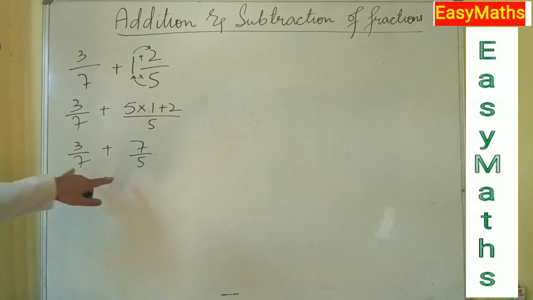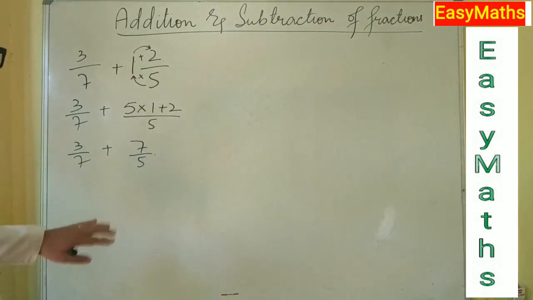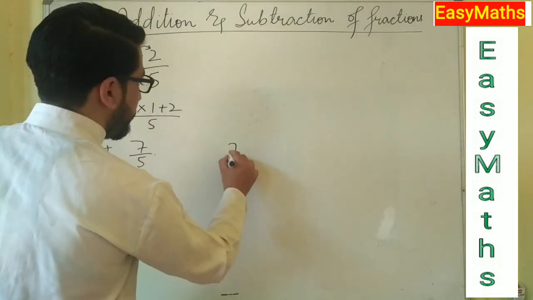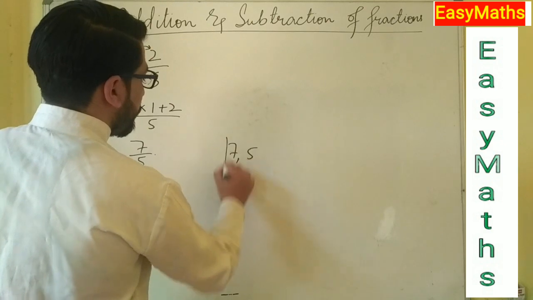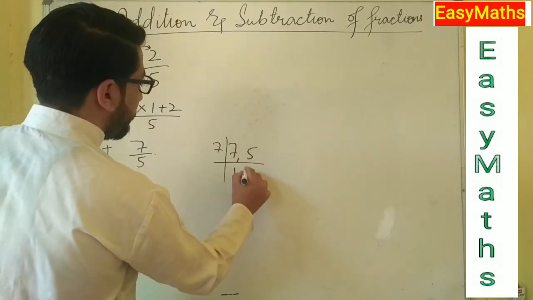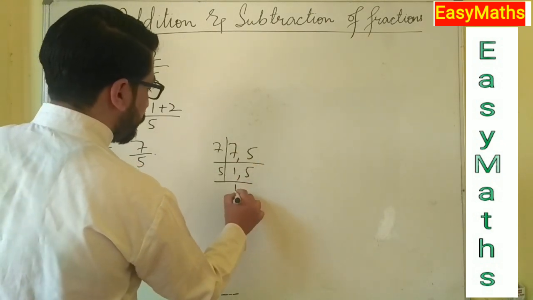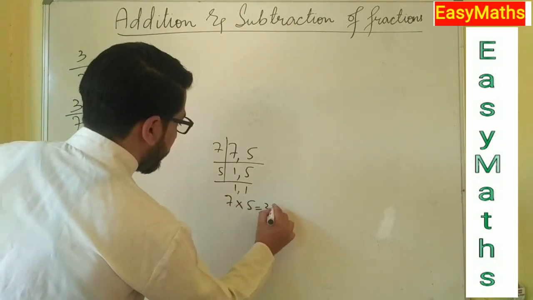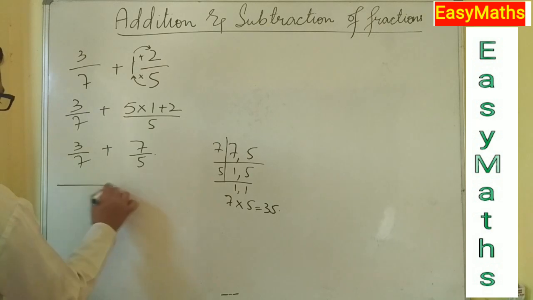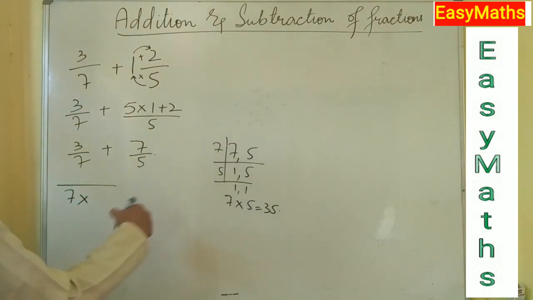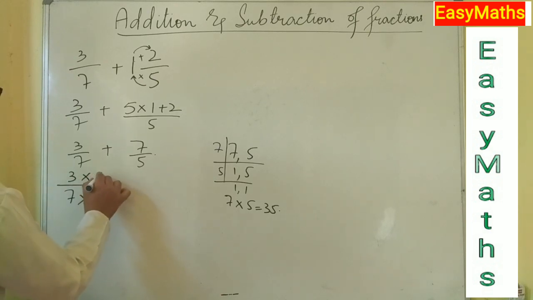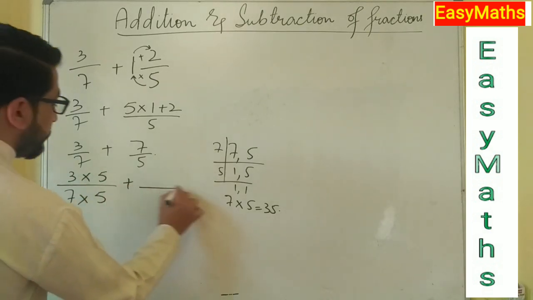So students, now these fractions have become unlike fractions. We have converted these into unlike fractions as we did earlier. 7 and 5, we found LCM of 7 and 5. So that was 7 multiplied by 5 is 35. So our LCM was 35. So what we are going to multiply to this 7 to make it 35, that is 5. Same will be multiplied to the numerator, plus 5.